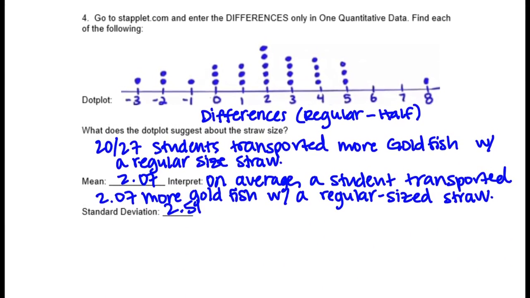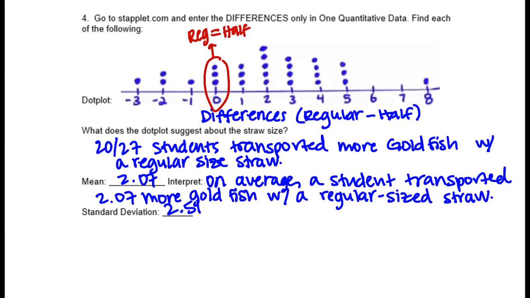All right, so here's a couple of things. First, what does the dot plot suggest about straw size? So 20 out of 27 students transported more goldfish with a regular size straw. How did I know that? So let's write a couple of things down on here. This 0 is very important. This means regular equals half.